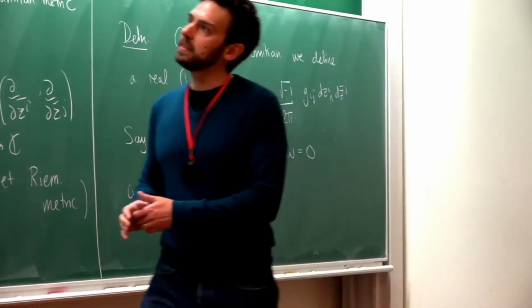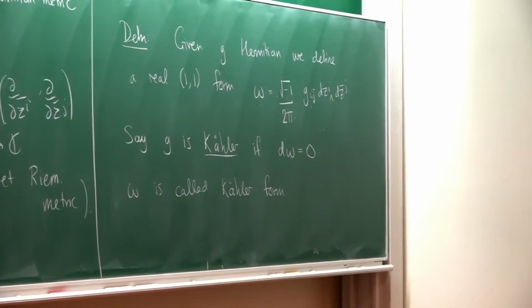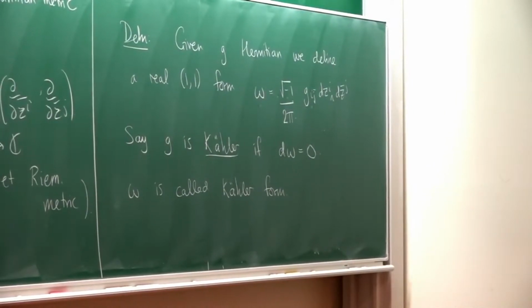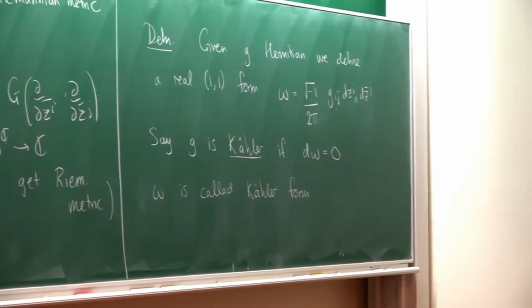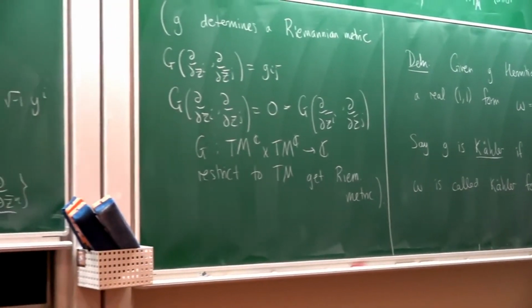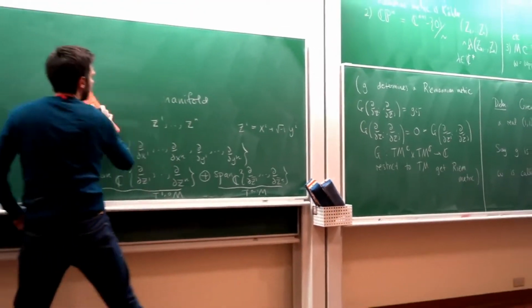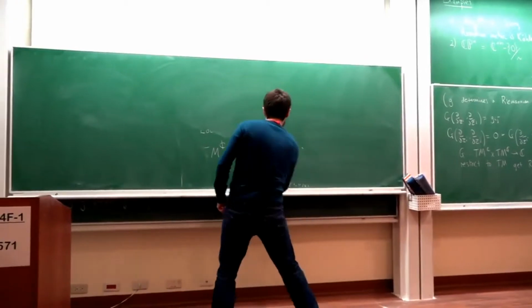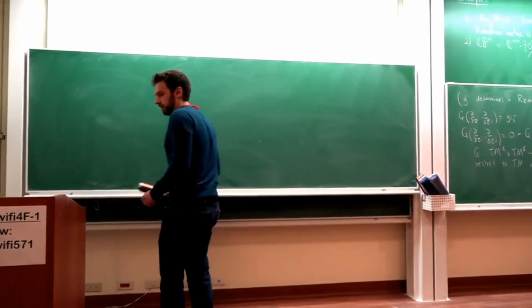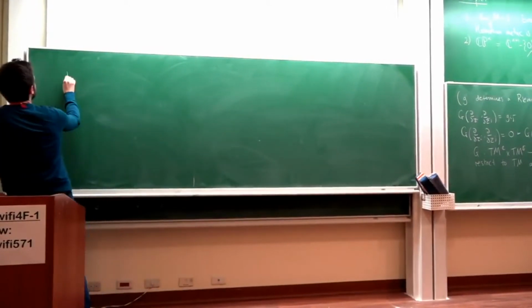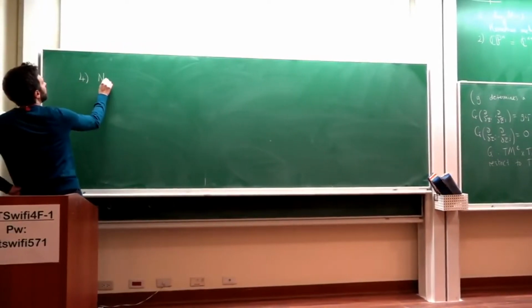Okay, last example is a non-example. So let me give an example of a manifold which doesn't admit a Kähler metric. So number 4 is a non-example.